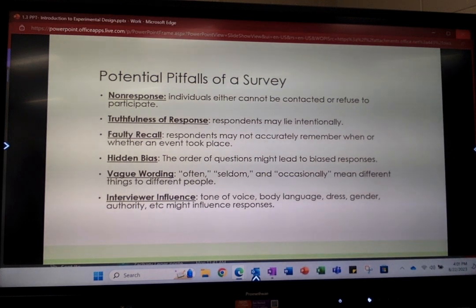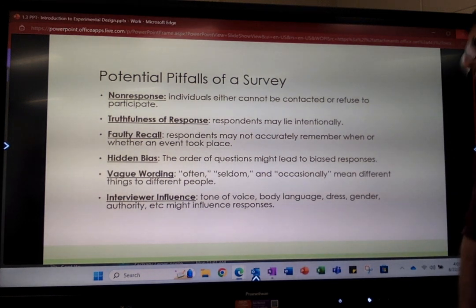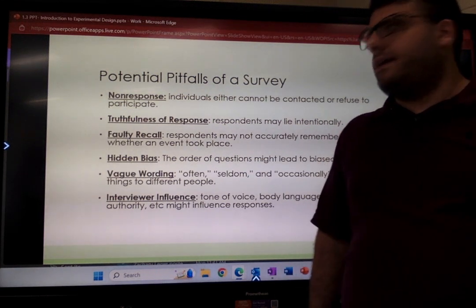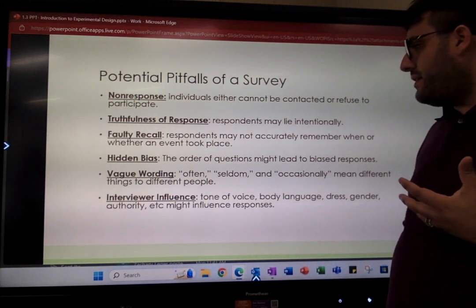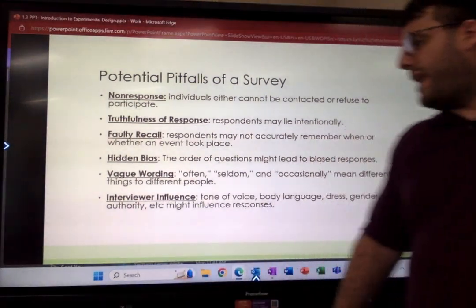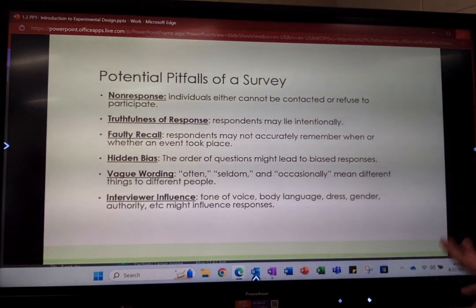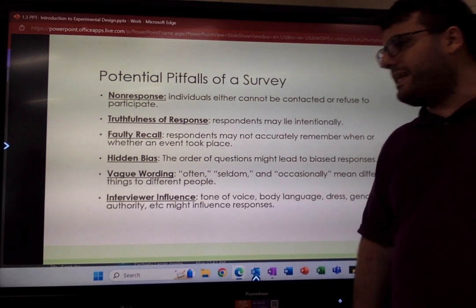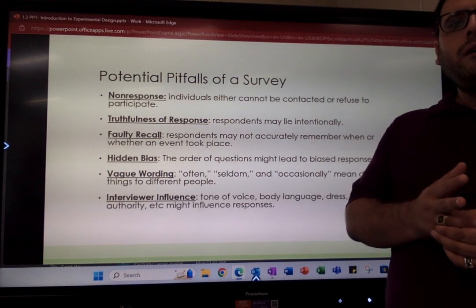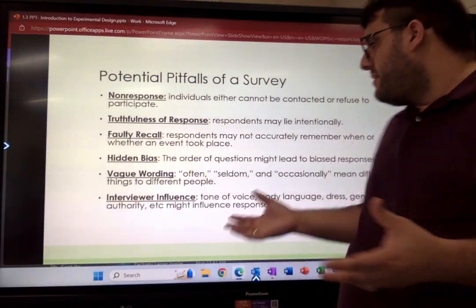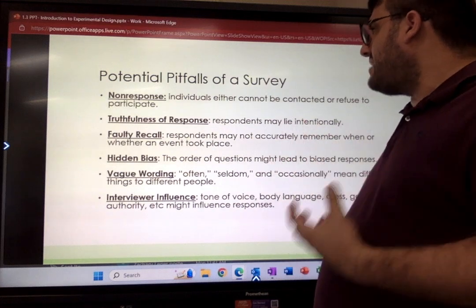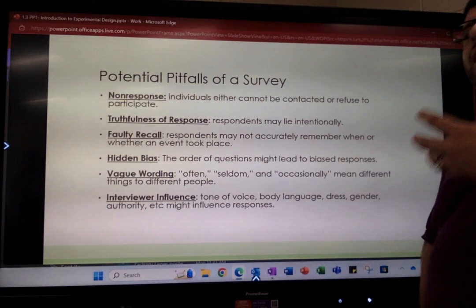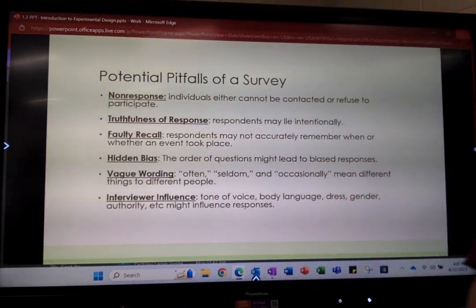Also, the interviewer themselves, the tone of their voice, the body language, dress, gender, authority might influence responses, right? When I gave the example of being interviewed by WAFB, there was a little bit of interviewer influence because I knew that he was from WAFB. So that maybe kind of helped influence the responses a little bit. Also, if somebody's tone of voice, body language, if someone can speak very, very well, then there's a little bit more positive energy coming from that interview, right? So that might influence your responses. You may feel more inclined to answer more favorably to what they're asking.